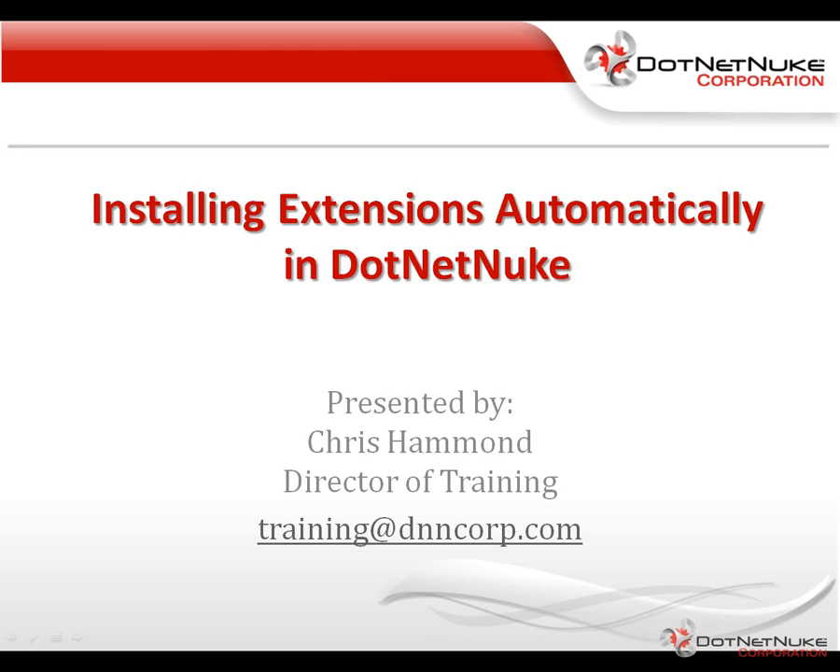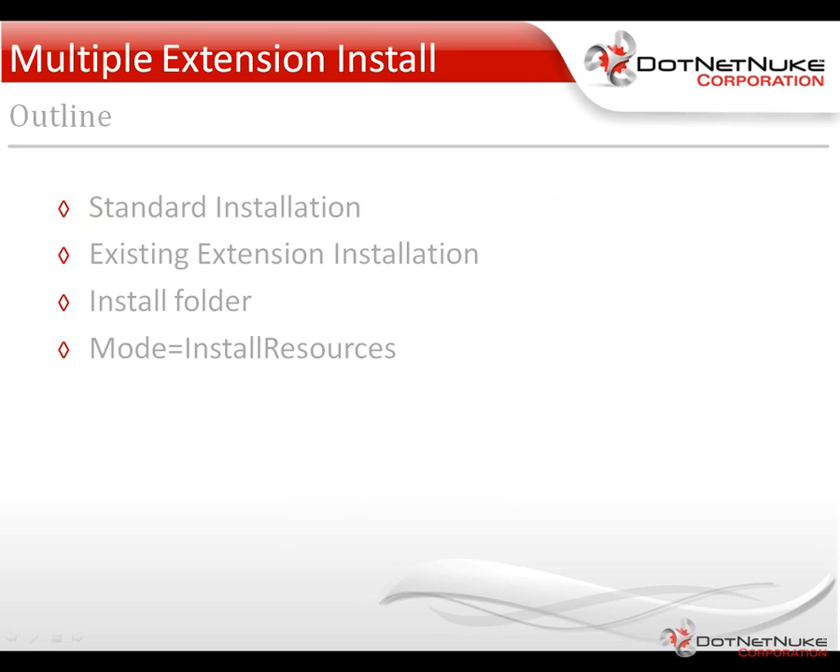In this brief video, I'm going to talk to you about installing extensions automatically within DotNetNuke. Now, within DNN, the standard process for installing an extension is to log in as a host or superuser account, and then navigate to the host extensions page. Within the extensions page, you can go to the Install Extension Wizard and upload a zip file for your extension. You can also use the existing extension installation process, which will allow you to install any of the modules that come with DotNetNuke but are not installed by default.